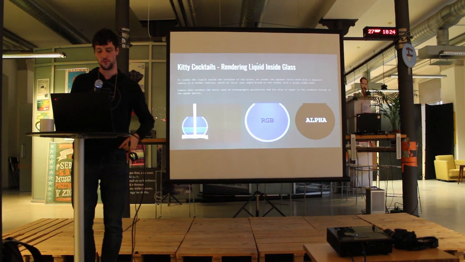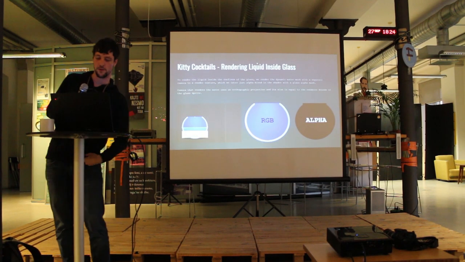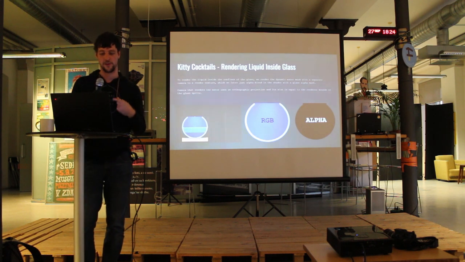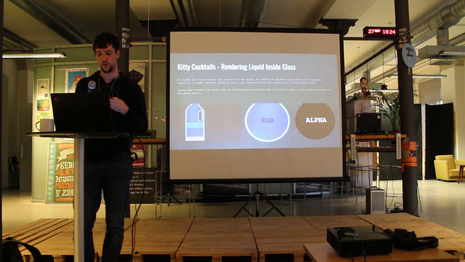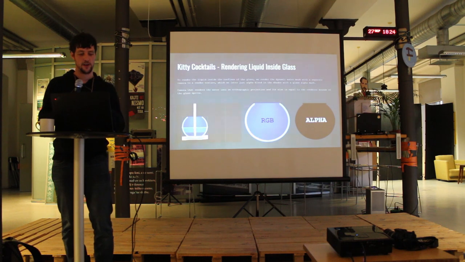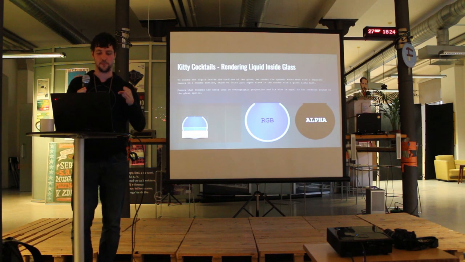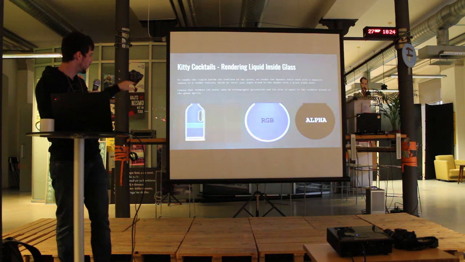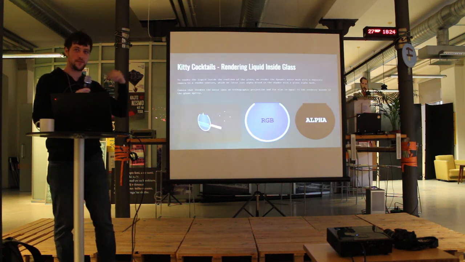The next part was, when we had this liquid, we had to render it inside the glass, and inside the glass only. So the way we did this, we positioned the dynamic mesh, which we created, exactly on the same position and with the same width and height as the glass, as you see in the example on the left. So the liquid matches the glass width.